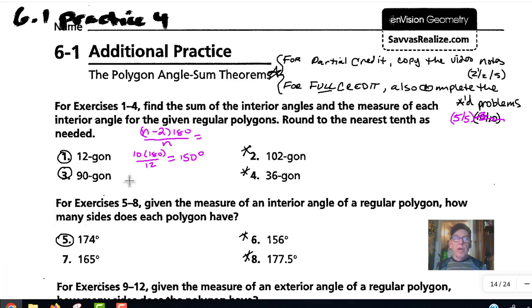Let's do the next one, a 90-gon. So 90 take away 2 divided by 90, and that top is going to be times 180. That's going to give us the number of degrees. Now 90 take away 2 is 88, and 90 goes into 180 2 times. And twice 88 is going to be 176. So 176 degrees is the answer for the 90-gon. Basically do the same thing for these others using the n minus 2 times 180 divided by n formula.